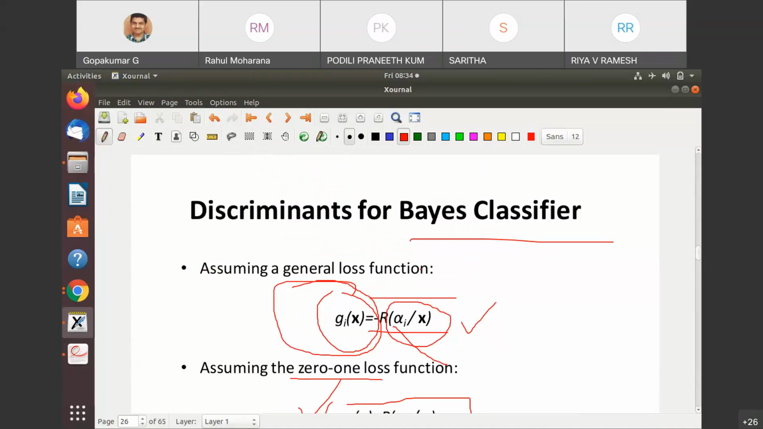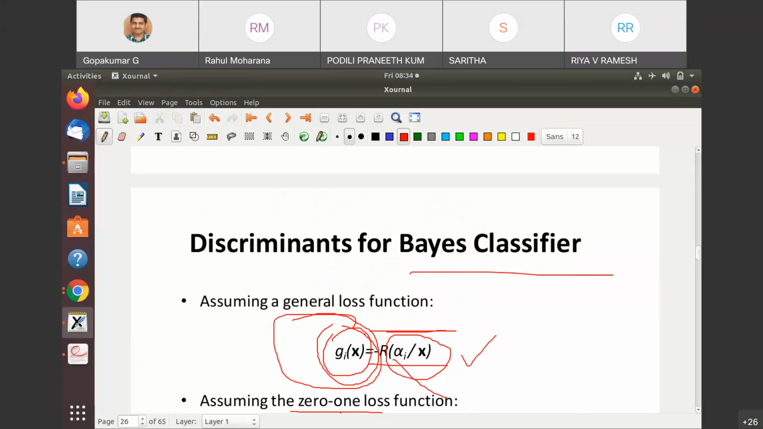Yeah, this is nothing but, say, we are trying to maximize this particular discriminant function. So here, in the case of the Bayes classifier with respect to risk, the discriminant function is defined as minus of the risk. That is the way the discriminant function is defined for a general loss function with respect to the Bayes classifier. This is a definition.